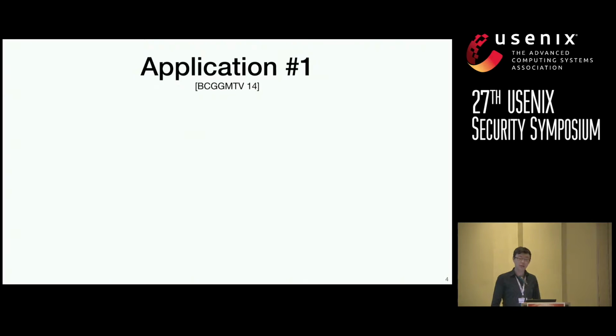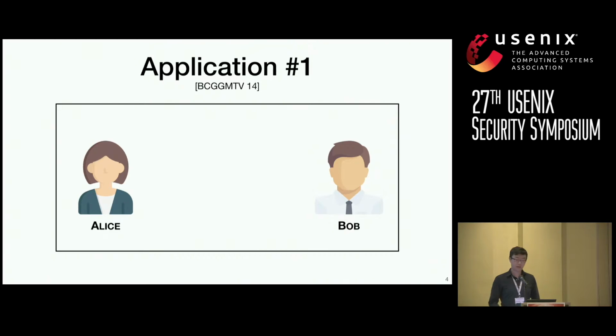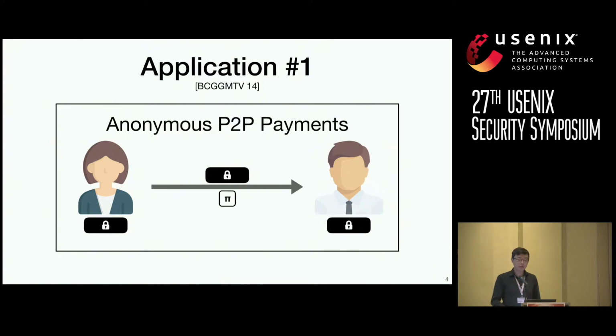So the first application that we're going to look at is peer-to-peer payments. Suppose Alice wants to pay Bob $1. She may use something like a blockchain to facilitate this payment. But this would certainly reveal that she's the sender, that Bob's the receiver, and that the payment amount is for $1. Instead, Alice could encrypt the contents of the payment, attaching a ZK snark proof attesting to the validity of this payment. This is actually a protocol called Zerocash, which is manifested in industry as Zcash.